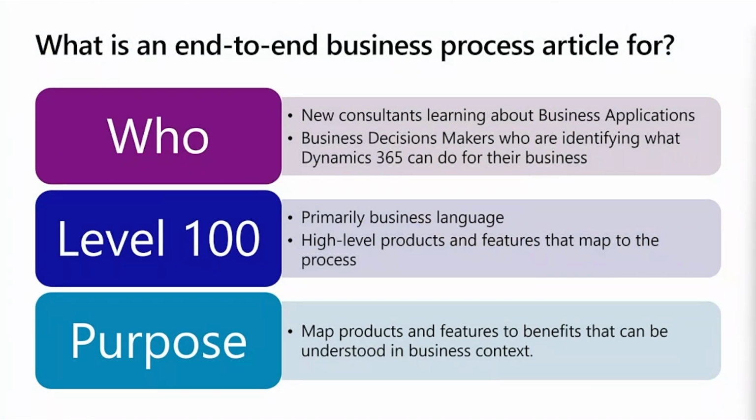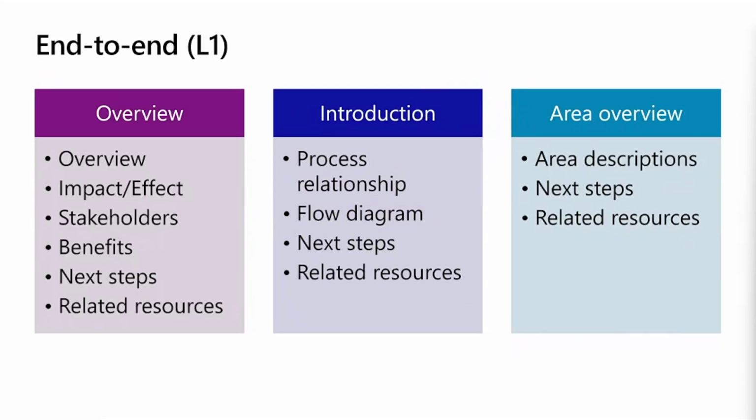End-to-end business process articles are for new consultants that are learning about business applications or business decision makers trying to identify what Dynamics 365 can do for them. They are written at a level 100, and they primarily use business language and very high-level products and features that map to those processes. The purpose of these articles is to map products and features to benefits that can be understood in a business context.